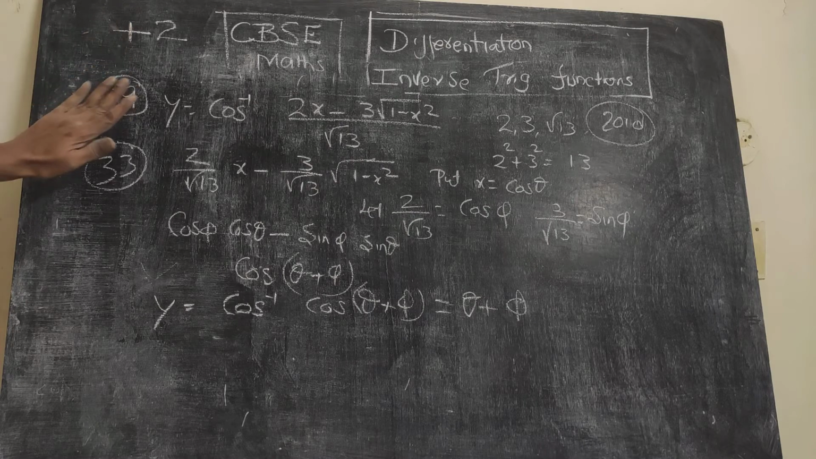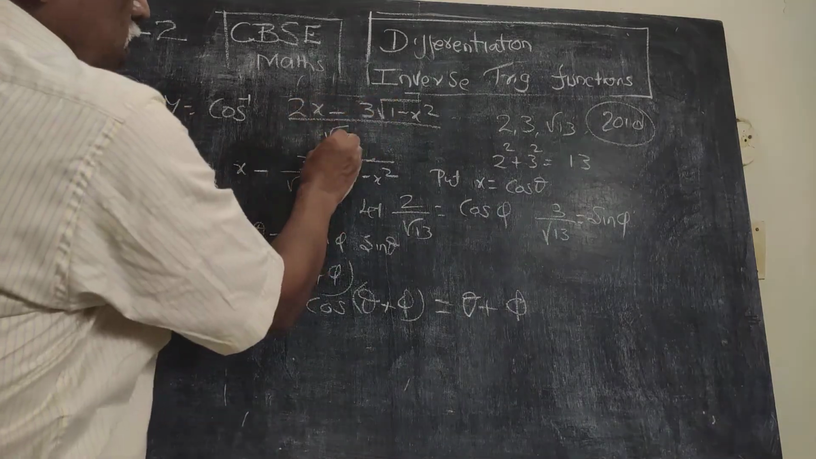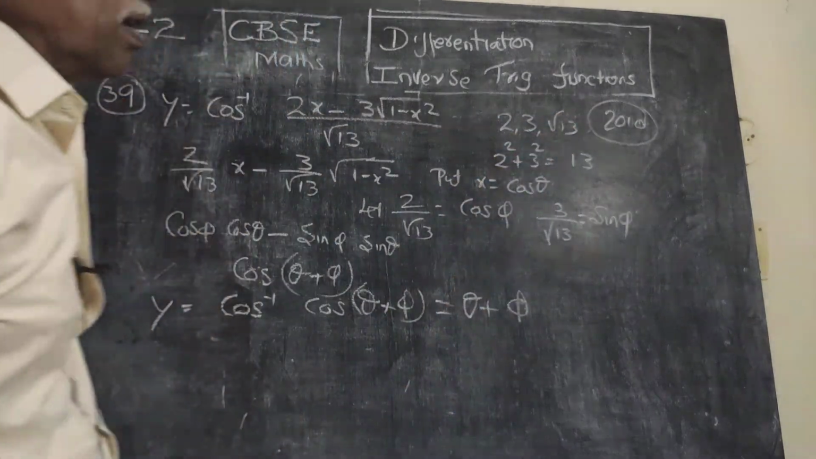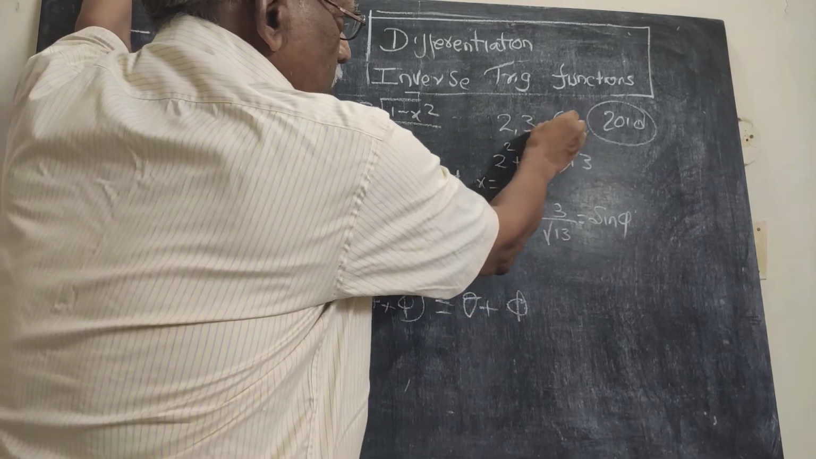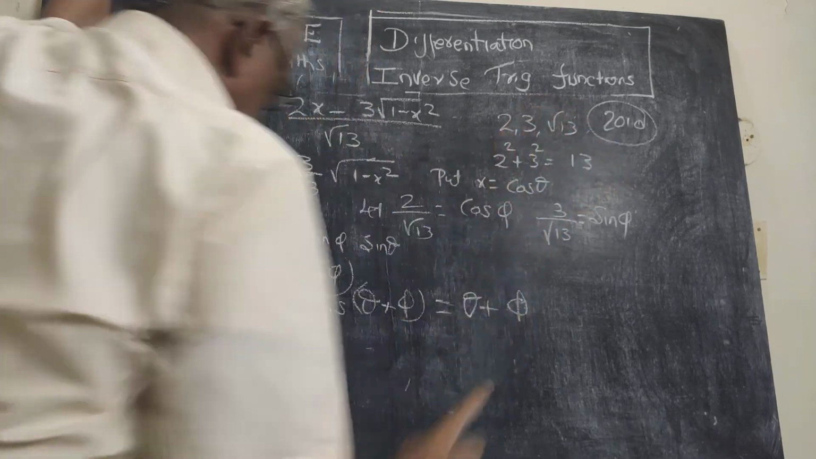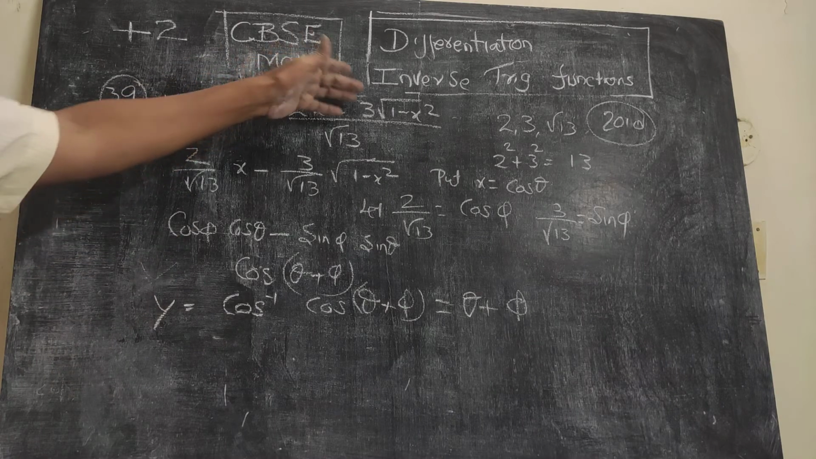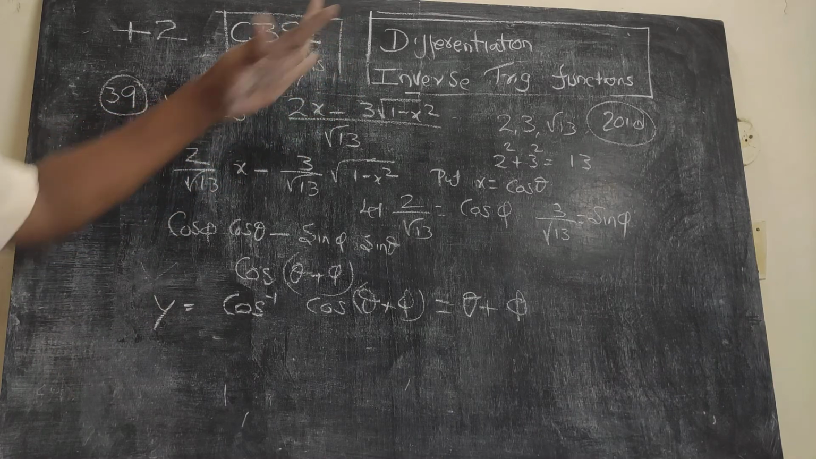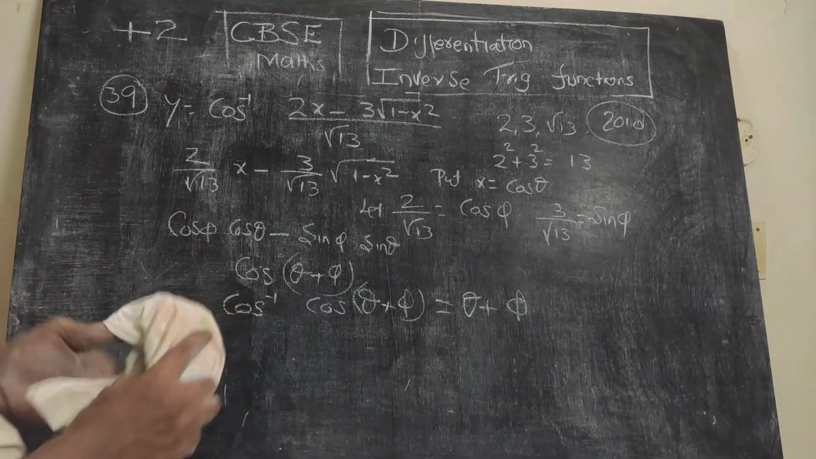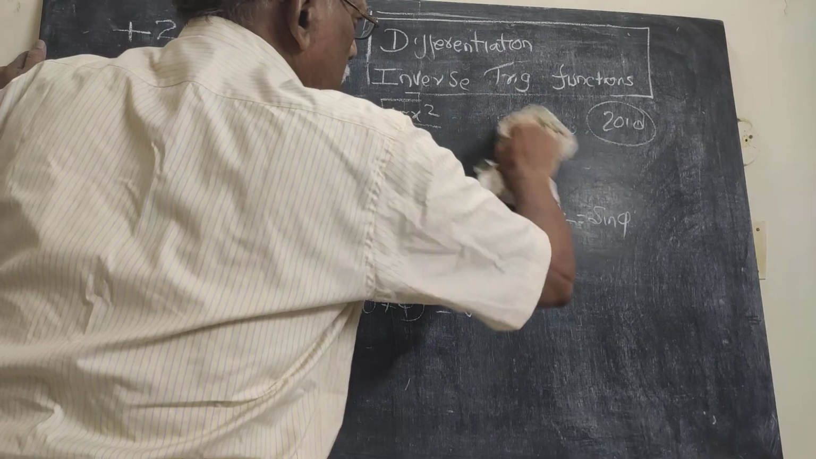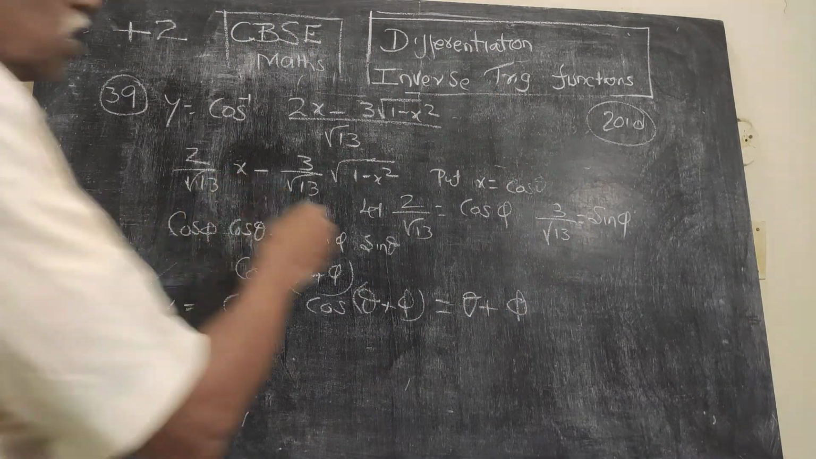Those who have watched would have understood that these numbers 2, 3, root 13 are a Pythagorean triad. So 2 square plus 3 square, 4 plus 9, is 13, the square of this root 13. So this is a Pythagorean triad. So this model will contain numbers which satisfy the Pythagoras theorem. Now what we do, you are going to put x is equal to something.